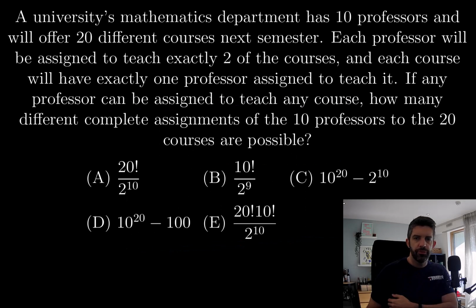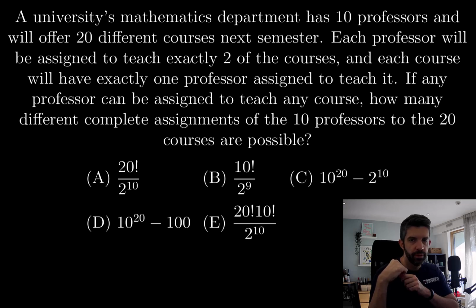A university's mathematics department has 10 professors and will offer 20 different courses next semester. Each professor will be assigned to teach exactly 2 of the courses, and each course will have exactly 1 professor assigned to teach it. If any professor can be assigned to teach any course, how many different complete assignments of the 10 professors to the 20 courses are possible?